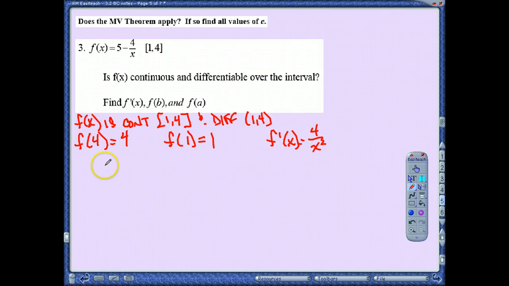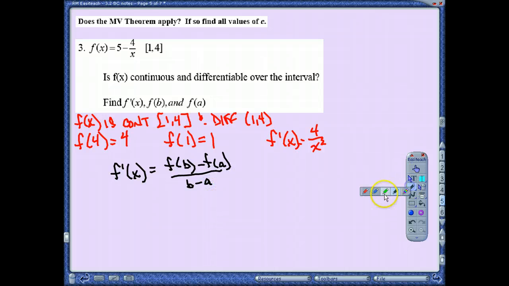So using the mean value theorem, we're stating that the derivative is equal to f of b minus f of a all over b minus a. That's our mean value theorem. So our derivative is 4 over x squared. f of b is 4, f of a is 1, b is 4, a is 1. So 4 over x squared is equal to 1. Go ahead and solve for your x, so go ahead and cross multiply. We have 4 equals x squared.